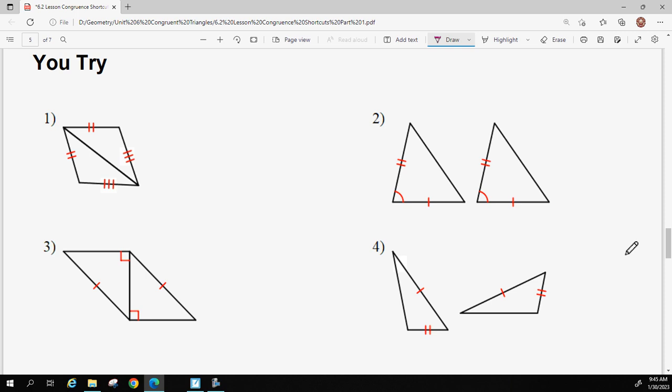If you get stuck, please do ask for help. This is a new idea, a very new idea, so you might need some help. So try these four. Take your time. Good luck.